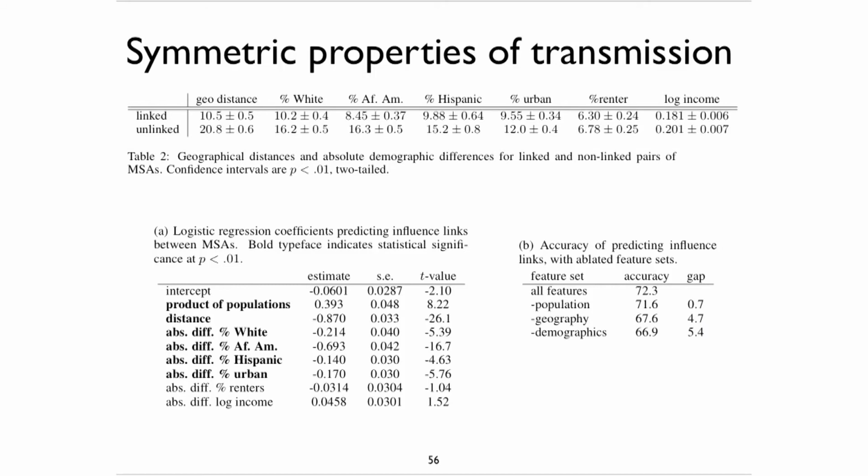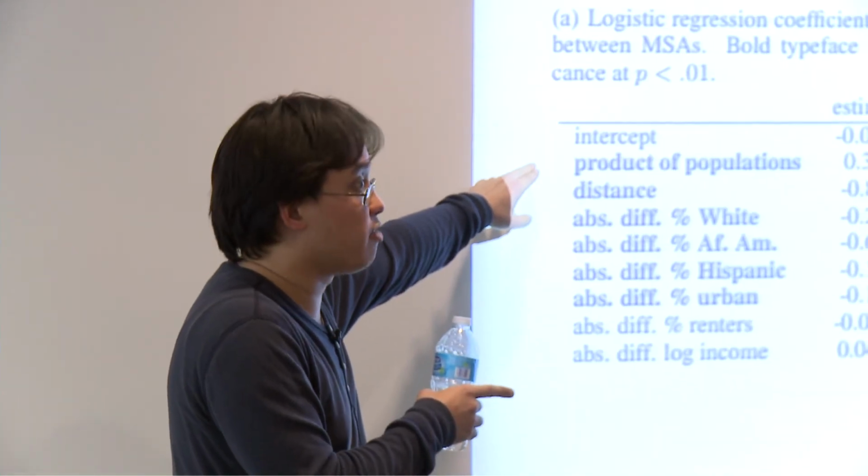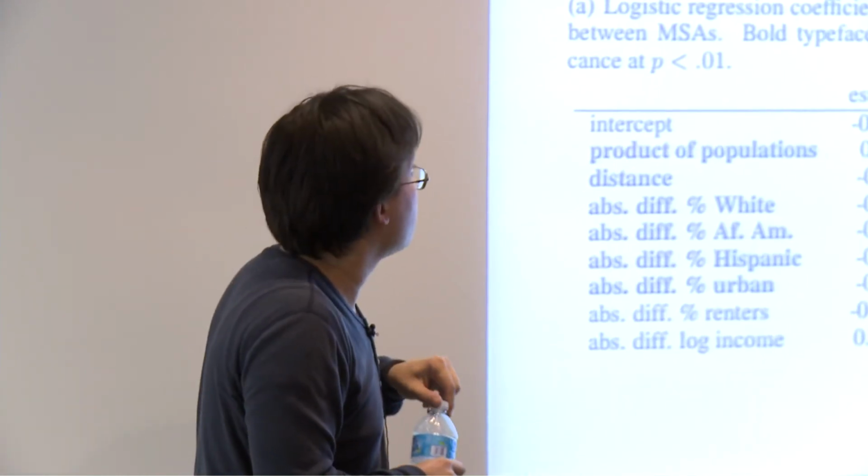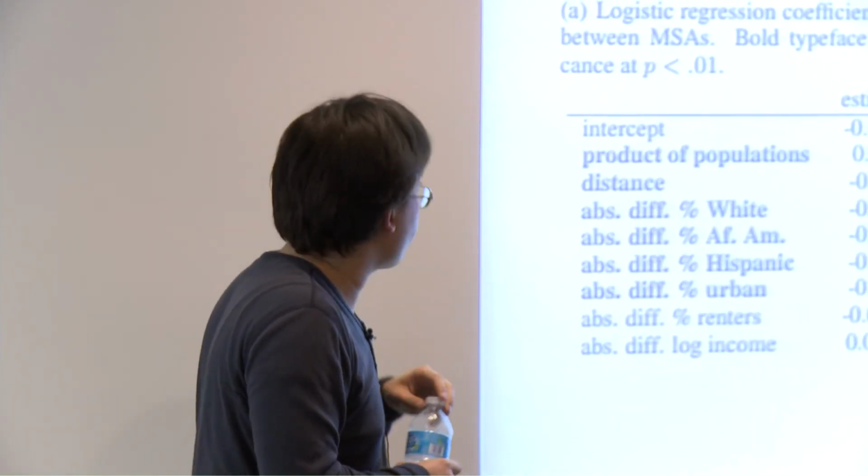This slide is looking at symmetric properties of transmission, so looking at the probability that an edge exists at all. This is a logistic regression version. We're looking at whether or not one of these links exists, and we get statistically significant effects for a number of things. Product of populations we put in there. Some sociolinguists have used this as a way of measuring large-to-large transmissions, or the size of city effects, and that has a positive impact on the probability of having an edge.